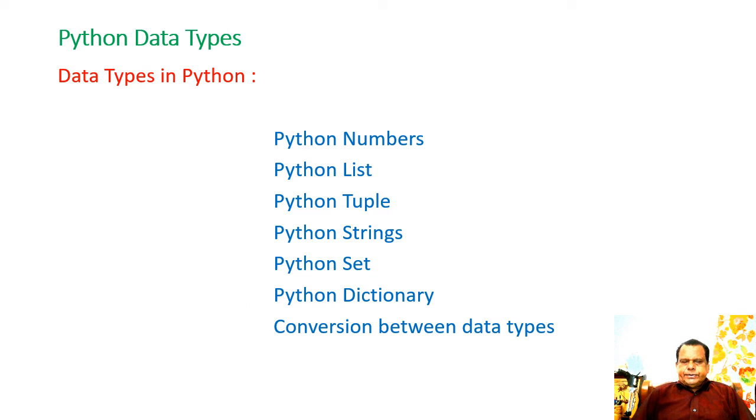Python data types. Data types in Python: Python numbers, Python list, Python tuple, Python strings, Python set, Python dictionary. Then finally we are discussing conversion between data types. That's the final discussion.